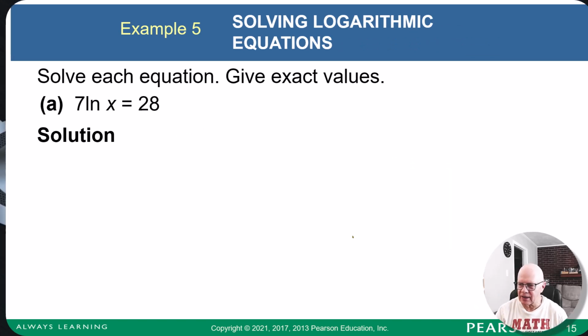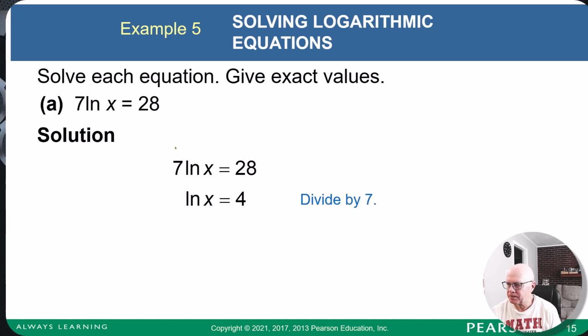Next, let's look at this one. In this one, x is sort of trapped inside the natural logarithm function. How can we get it out? Well, you might guess we would take, first of all, we can divide both sides by 7. Did you catch that? If you did, good. Now what do we have? Natural logarithm of x equals 4.